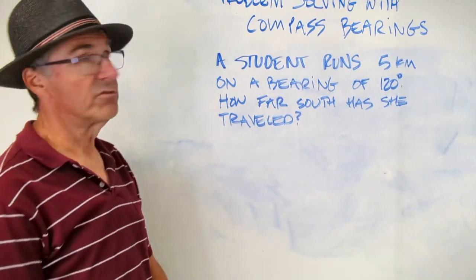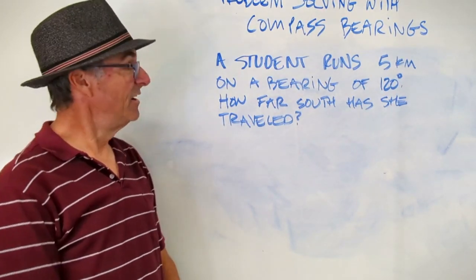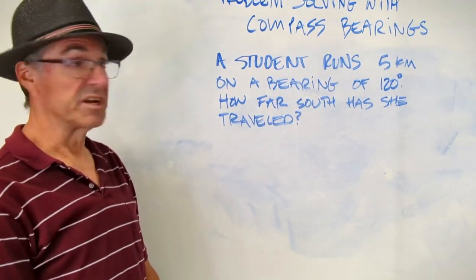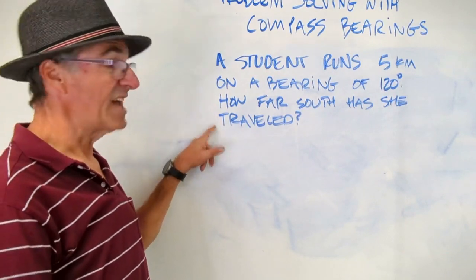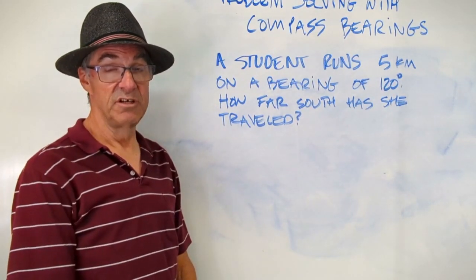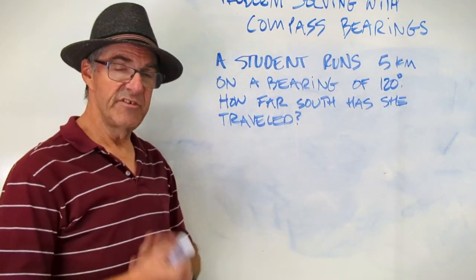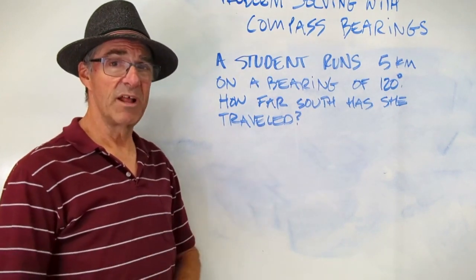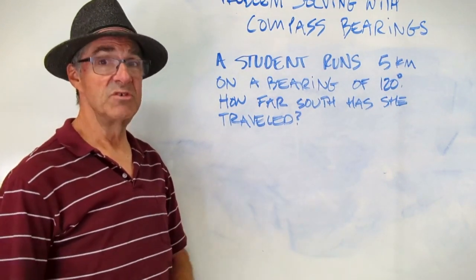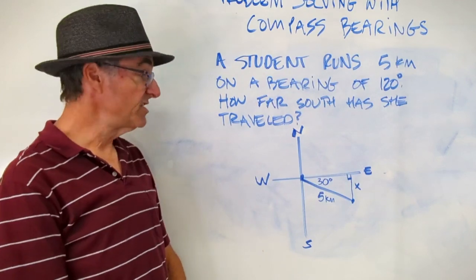So here it is. A student runs 5 kilometers on a bearing of 120 degrees. How far south has she traveled? So go ahead, pause the video, and just make a diagram marking the relevant points, what you know and what you need to find. Here's my diagram.